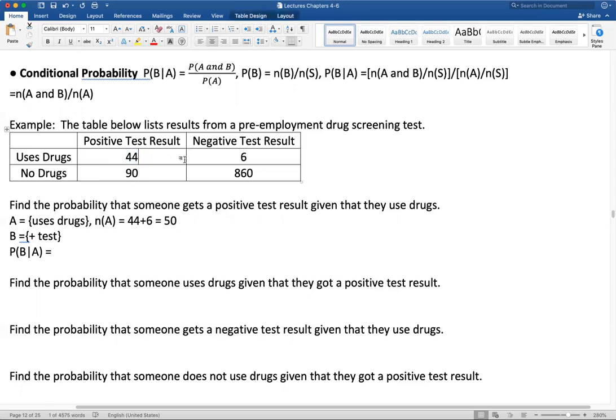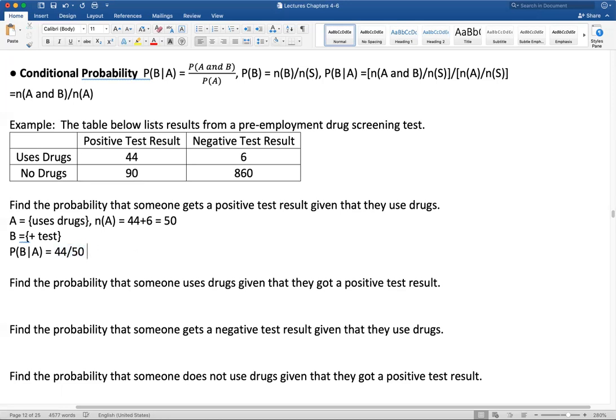Okay, so that's going to be the number of outcomes in A and B, right? So now this is going to be 44 divided by the number of outcomes in event A, which is 50, right? Okay. So now we just use a calculator to figure out the decimal expression of this fraction with 3 significant digits.